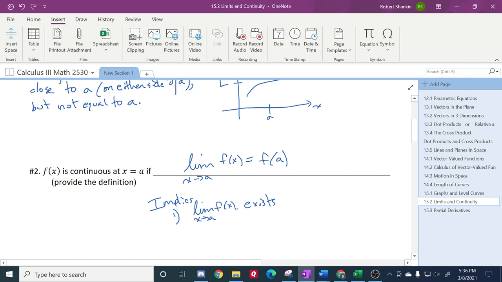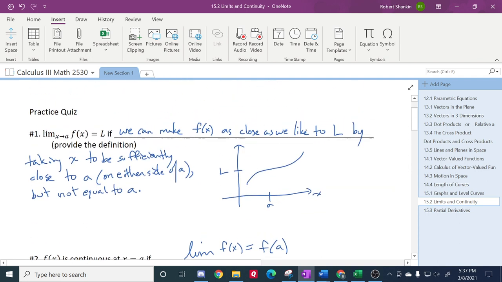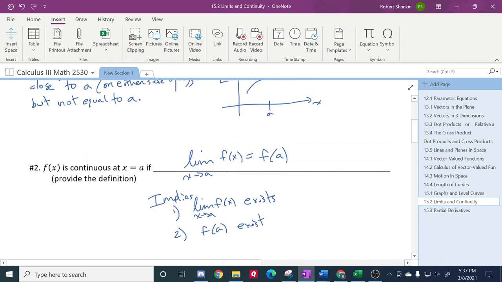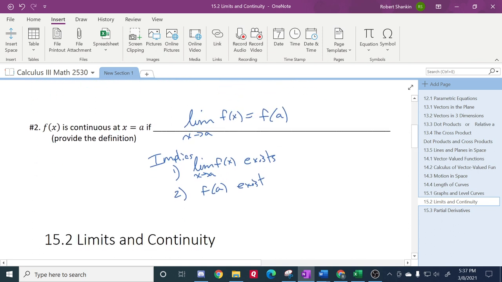Now, for this limit to exist, that means the limit from the left and the limit from the right both had to equal the same thing. And not be infinity, either one be infinity or negative infinity. And f of a has to exist. So if there was like a hole discontinuity directly above this and no other dot anywhere, then f of a wouldn't have existed. And then 3, that these two things are equal to each other.